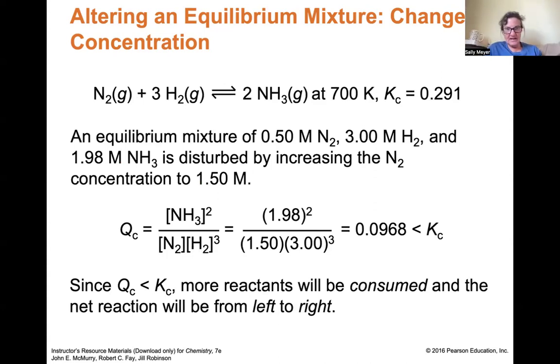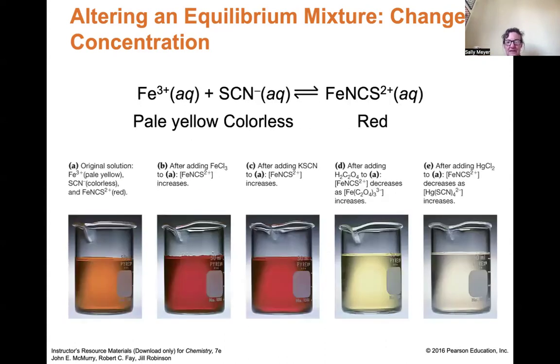So here is just a reaction. The mixture is at equilibrium, and it tells you how much of each species is present. It's disturbed by increasing the concentration of N2 to 1.50. So you can immediately see that Q is less than Kc. We've added more reactant, and the reactant goes into the denominator, so Q is going to be less than K at this point. So more reactants will be consumed and the reaction will go from left to right. This is just showing it in a visual, because if you have a reaction where the compounds are colored, either reactants or products, you'll be able to see that change visually.